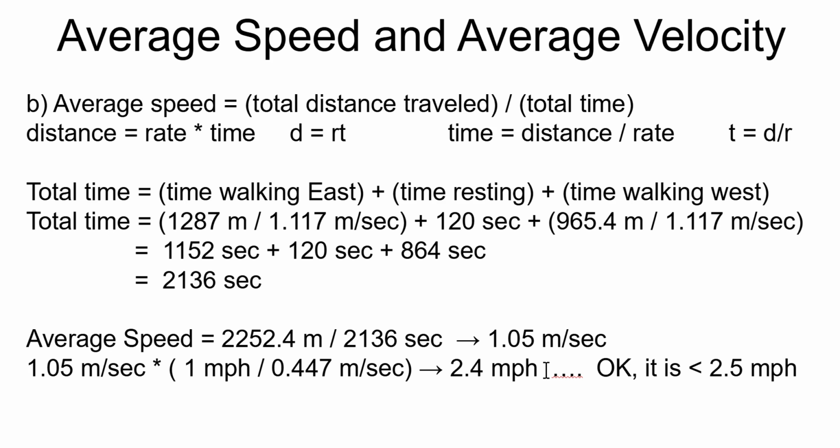Well, remember, this person was walking at 2.5 miles per hour, first to the east, then to the west, with a little resting time in between. That resting time has lowered the average speed below 2.5 miles per hour. So 2.4 miles per hour is a reasonable number.